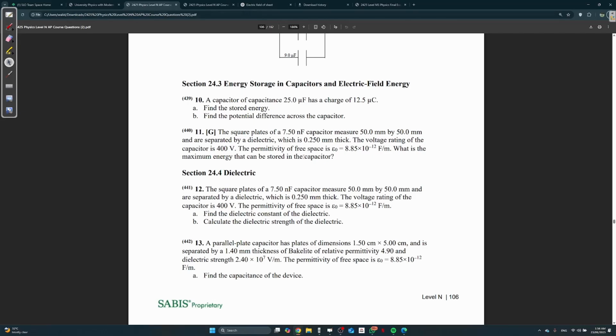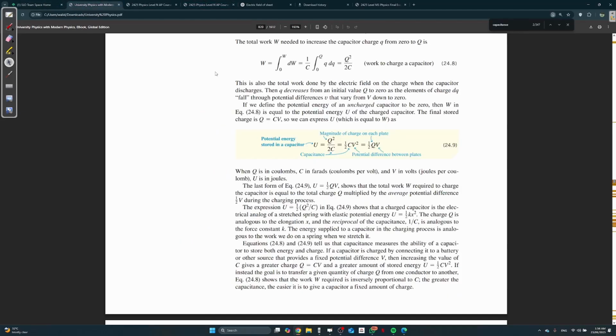It's just formulas. You have a capacitor of capacitance 25.0 microfarads that has a charge of 12.5 microcoulombs. So they want you to find the stored energy, and find the potential difference. So for stored energy, potential energy, it's U. Remember U? For U gravitational, U elastic, and now we have U electric. Okay, now electric potential energy stored in a capacitor. How do you do it? Very easy. It's Q squared over 2C, or half CV squared, or half QV.